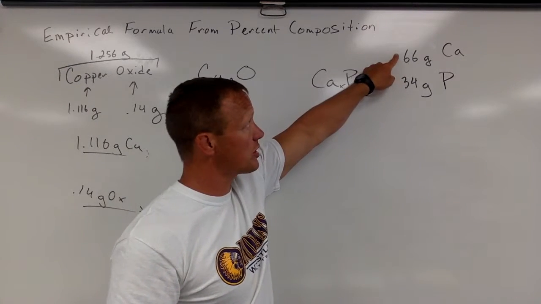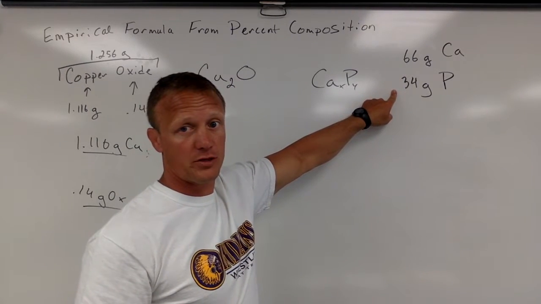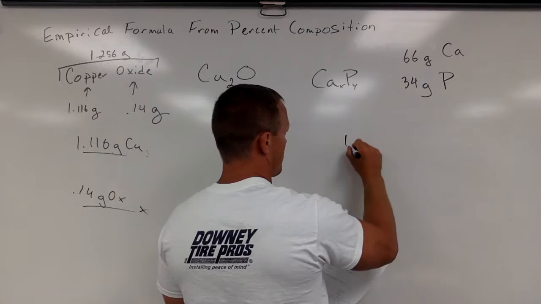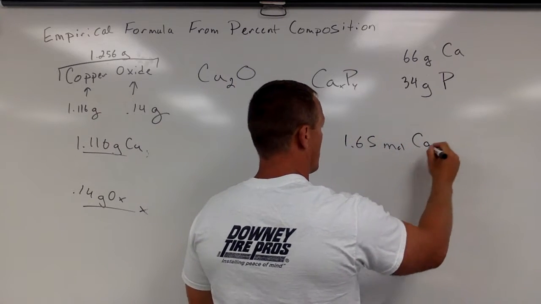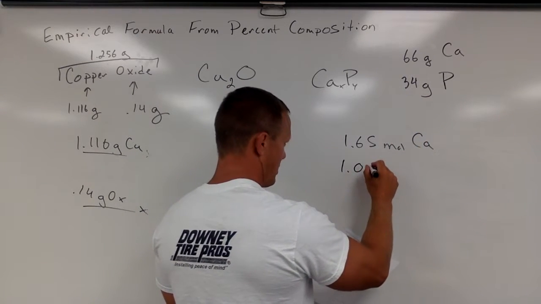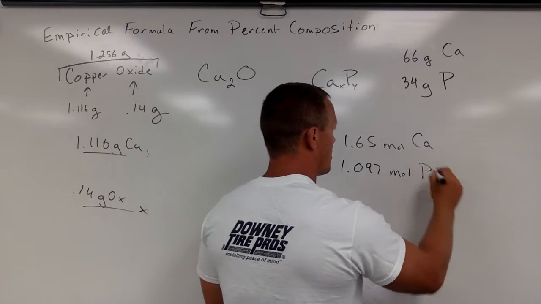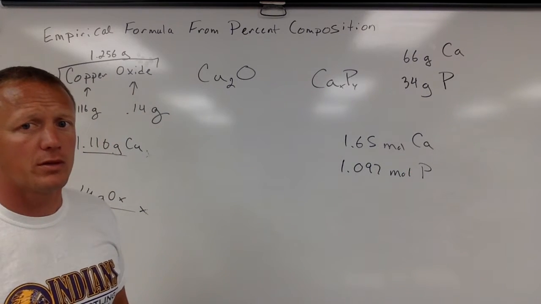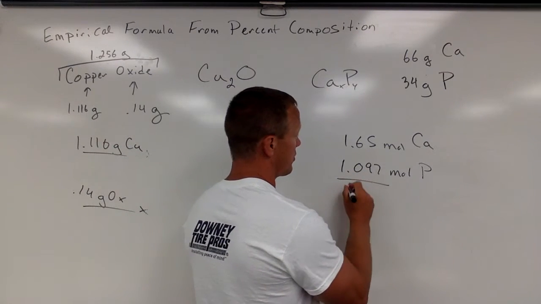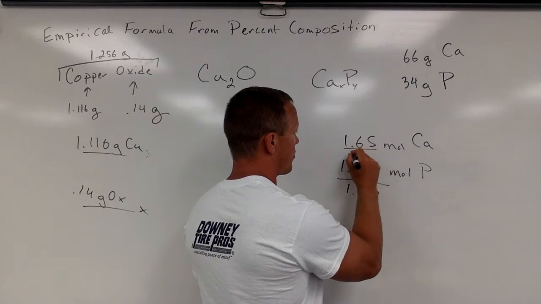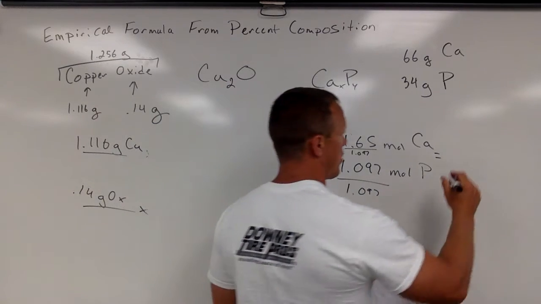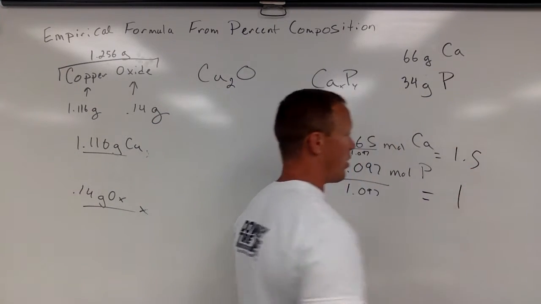Again, we need to turn this into moles, turn that into moles. So divide by the molar masses. I'm just going to tell you what that is. 66 divided by 40 is 1.65 moles of calcium, and 34 divided by 31 is 1.097 moles of phosphorus. Now, to get the ratio, that's going to be kind of a tough ratio. Divide them by the smaller one. So I'm going to divide both these by 1.097. When I do that, I get about 1.5 and 1.